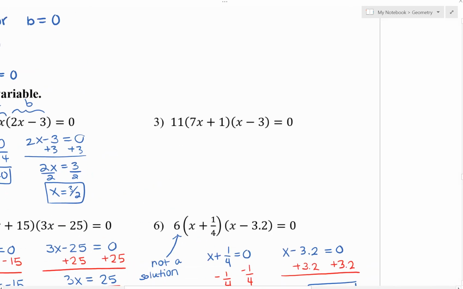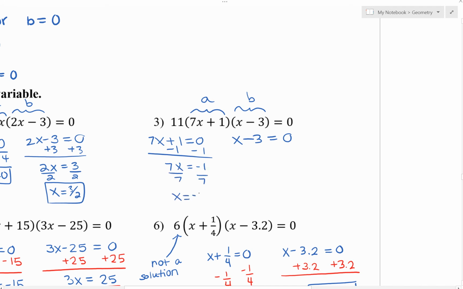Okay, so for the third one, there are 3 parts of this, including the 11. Notice that the 11 is not attached to any variables. That means it's not going to give us any solutions. So we just have the 7x plus 1 and the x plus 3 that are going to give us solutions. Set those equal to 0 and solve both of those equations. Feel free to pause the video if this is ever going too fast for you.